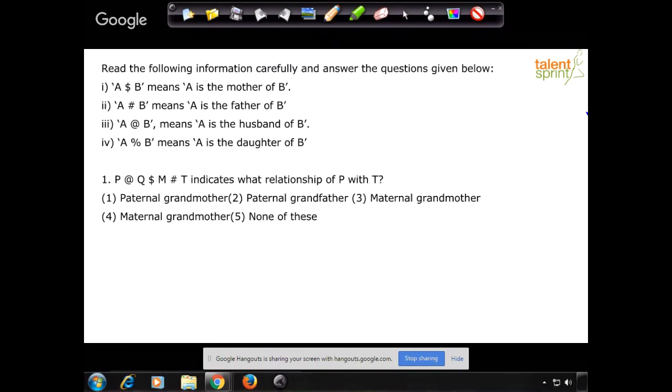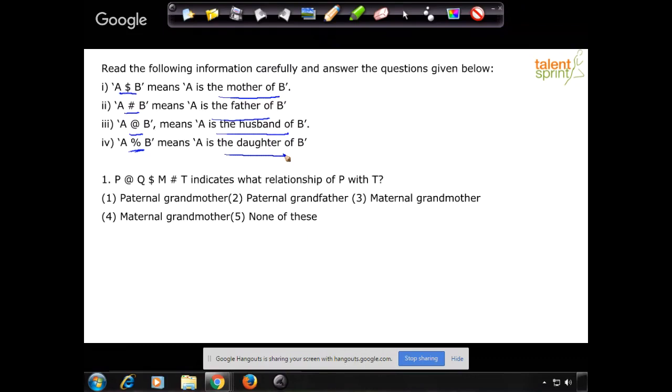Okay, so now we have an expression in front of us, and we have to find out what is the relation between two people who are involved in this expression. Let us read the relations once again. We know that dollar symbolizes mother of. Hashtag symbolizes father of. @ symbolizes husband of. And percentage symbolizes daughter of. Now, based on this, let us draw a diagram of the expression that has been given to us.